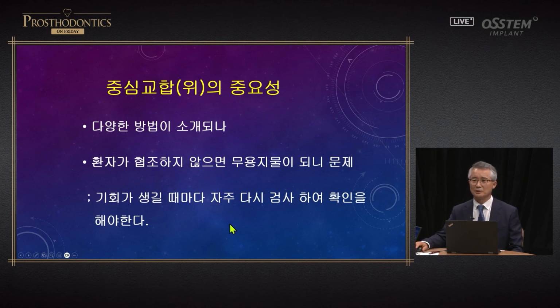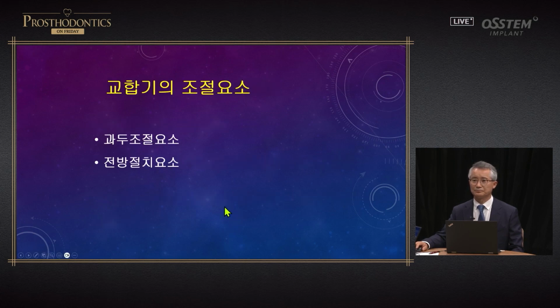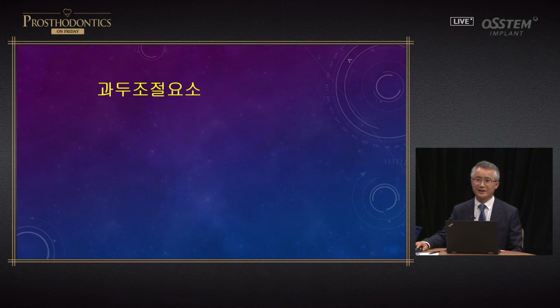If it's wrong, you need to explain to the patient and do it again. I think forming such relations with the patient is important. There are different factors related to articulator adjustment: condylar factor and anterior incisor factors. I do not really like it, but because it is included in the textbook, I would like to talk about it briefly.